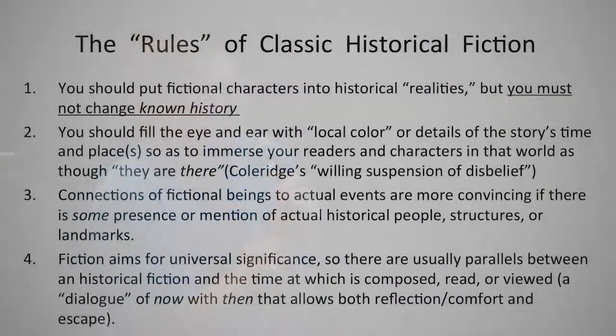It helps, rule number three, and Scott certainly made a lot of this, as did Cooper, if there are connections of fictional beings to actual events, yes, but it's even more convincing if there is some presence or mention of actual historical people, structures, or landmarks, so that you can feel like you yourself actually met somebody important. Scott had a famous strategy of making you wonder whether you would ever meet someone actually historical, and then using them in disguise for much of the story until at the end they reveal themselves as some important historical person.